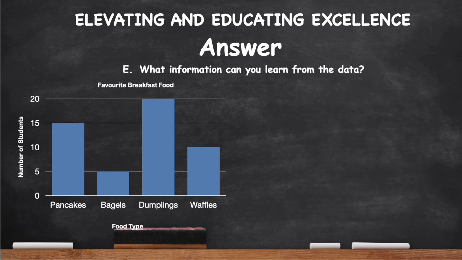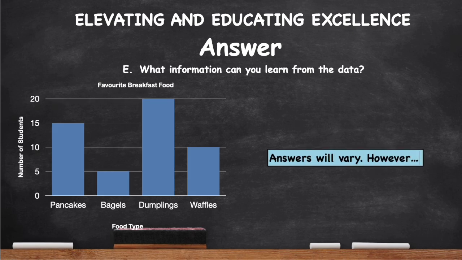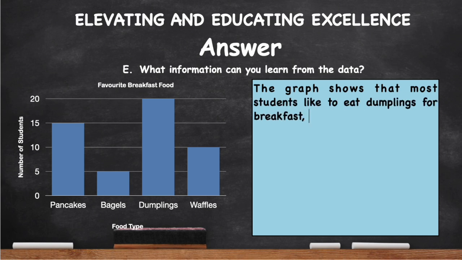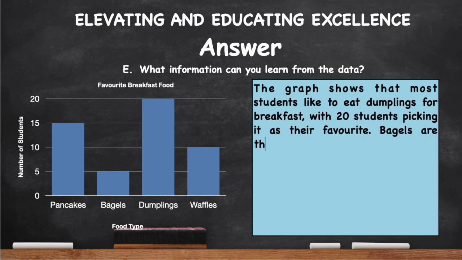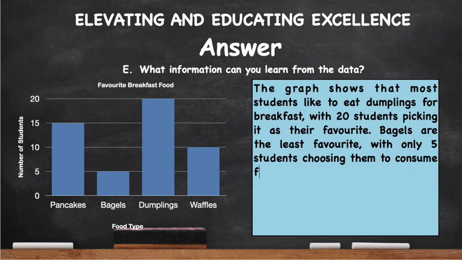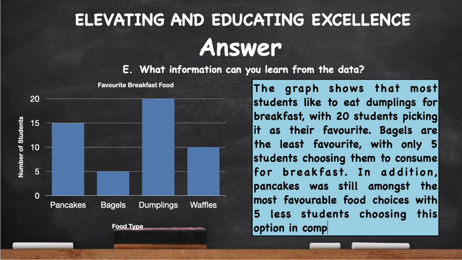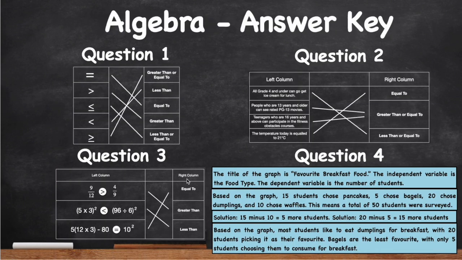E, what information can be learned from the data? Keep in mind, answers will vary. However, the graph shows that most students like to eat dumplings for breakfast, with 20 students picking it as their favorite. Bagels are the least favorite, with only 5 students choosing them to consume for breakfast. In addition, pancakes was still amongst the most favorable choices, with 15 less students choosing this option in comparison to dumplings. Here's the answer key.